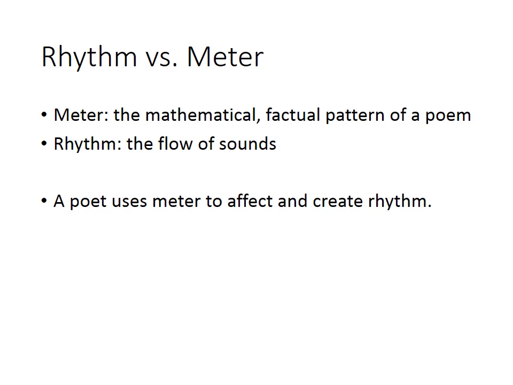So just reviewing what rhythm versus meter is. Meter, we're just talking about math. It's the factual pattern of a poem. For Shakespeare, iambic pentameter. The rhythm is the flow of sounds. You can use meter to create rhythm, and that's really what you want to look at when you're analyzing poetry. How does a poet use meter to create rhythm?